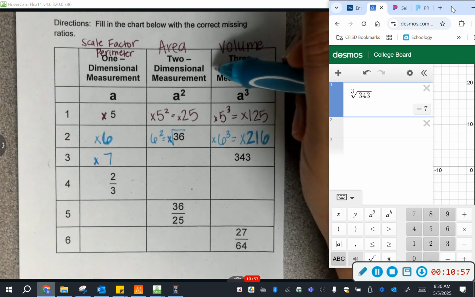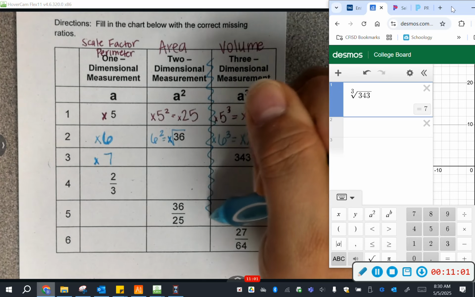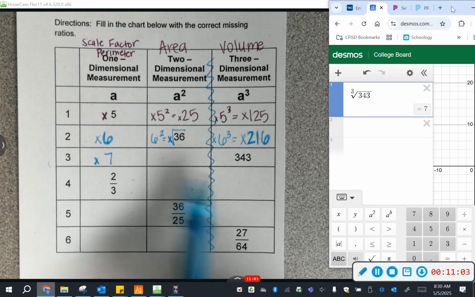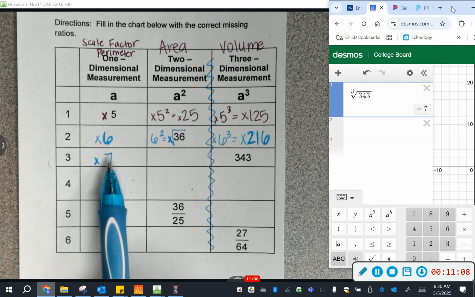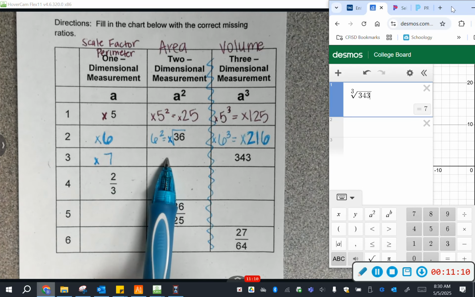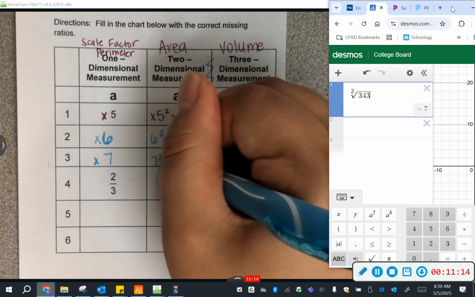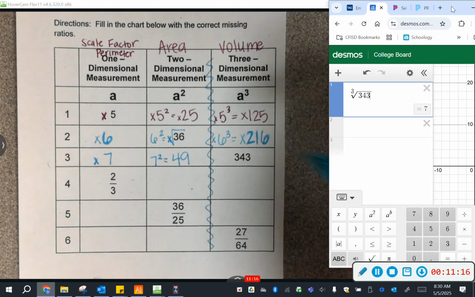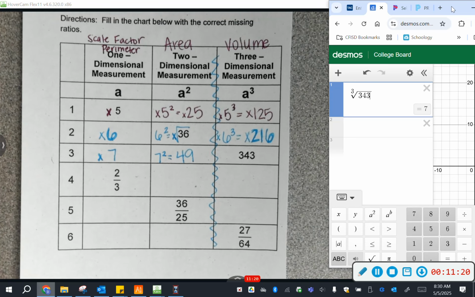By the way, y'all look up. You will never be going in between these two columns. Everything goes back to the first column. And so now that I know that first column is 7, what is my middle column going to be? 49. Why? 7 squared is 49. And y'all, this is your test question.